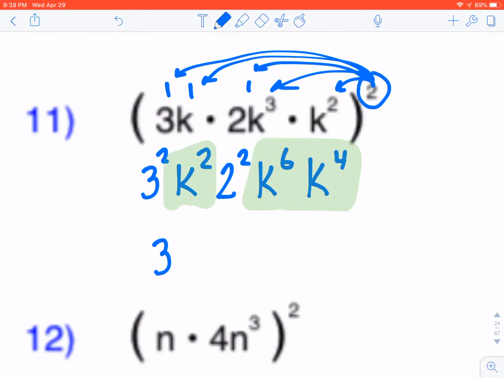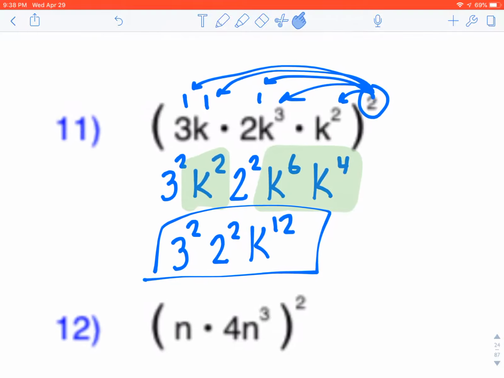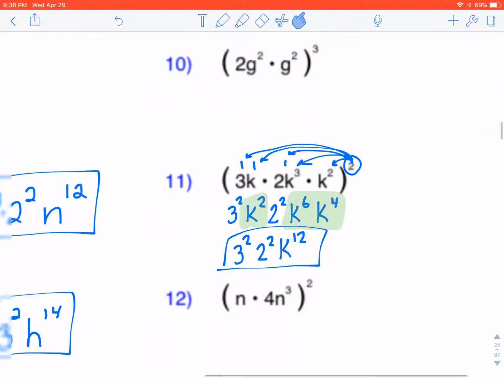Keep your coefficients in front, so 3 to the 2nd, 2 to the 2nd. Okay, I'm going to rewrite the k. When you add 2 plus 6 plus 4, you get 12. Okay, so that's your answer. Again, you know you're done because all the bases are different. Okay, so that's the last problem I'm going to go into that much detail with.